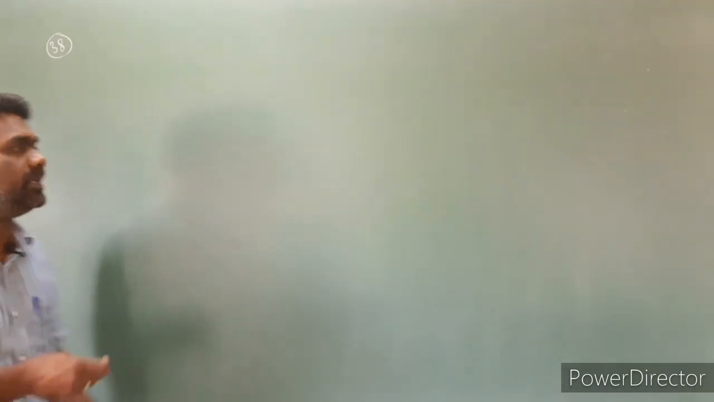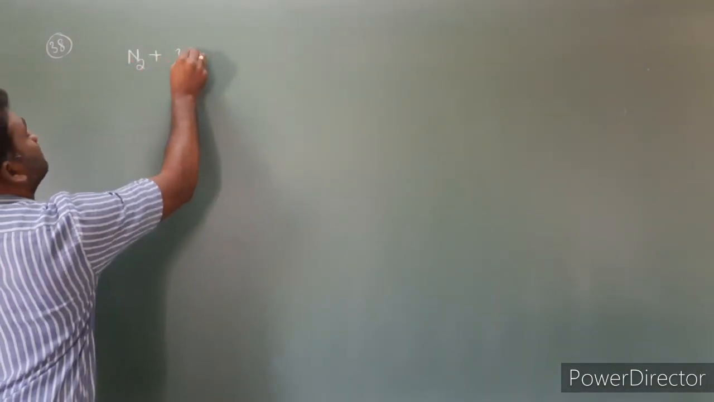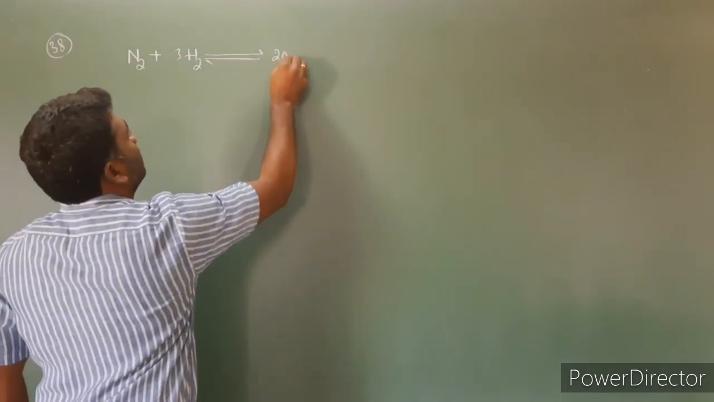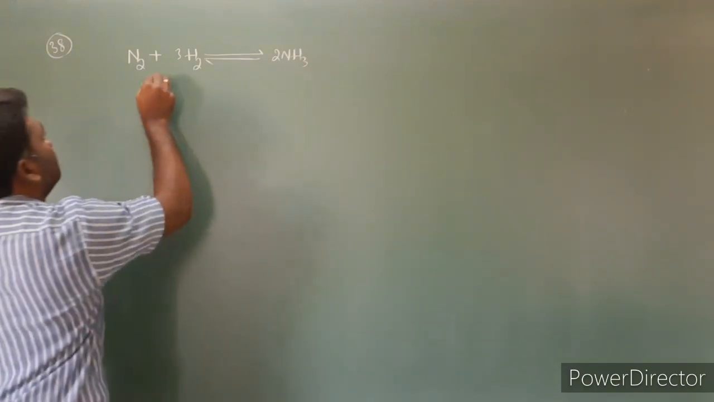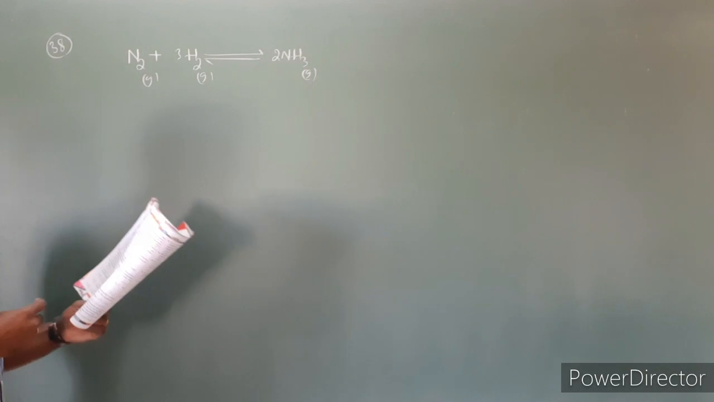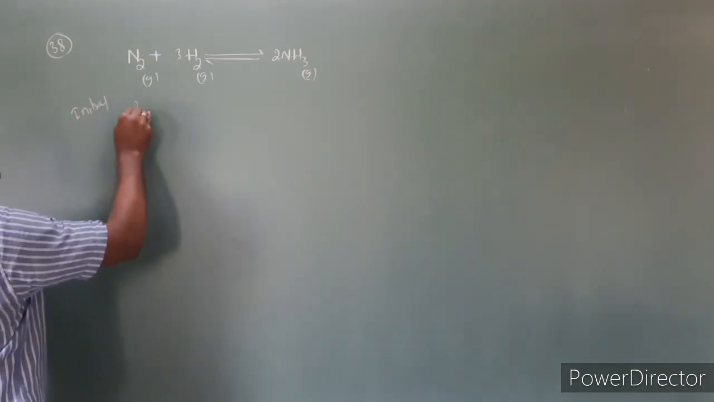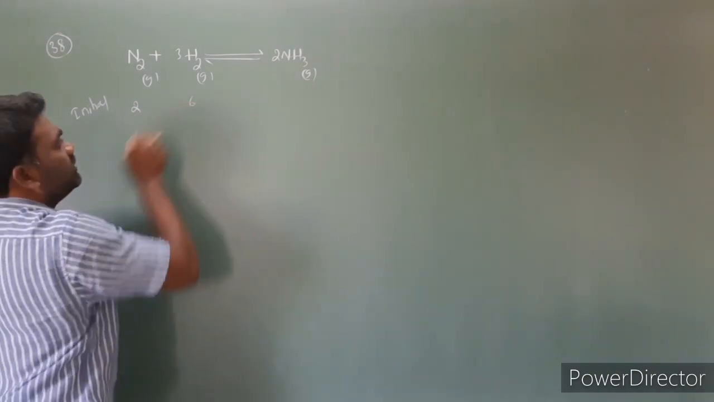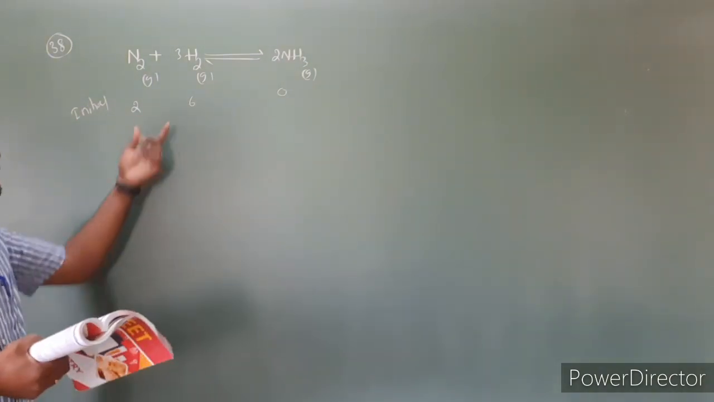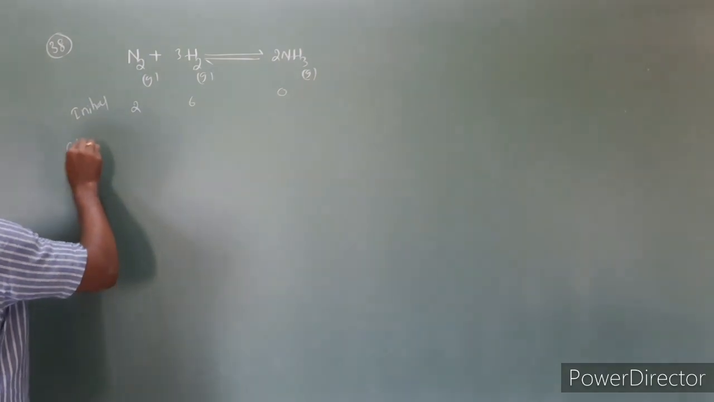So first we have to write the equation for this question. N2 plus 3H2 gives rise to 2NH3, and all are gases. The initial number of moles is given: 2 moles of N2 and 6 moles of H2. Initially there are no products, so it is 0. Initially only reactants are there. Next, at equilibrium.